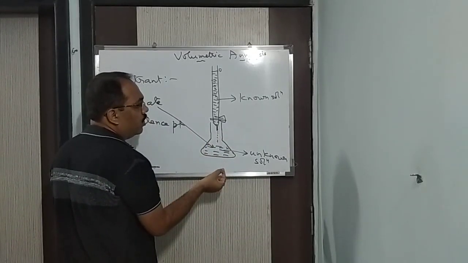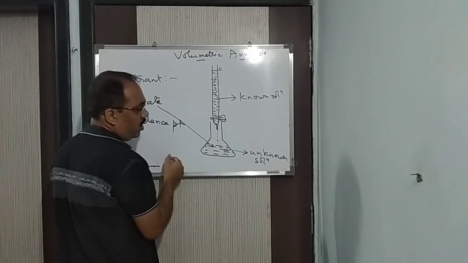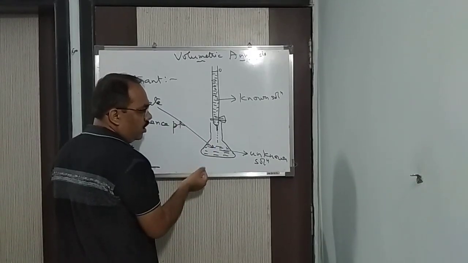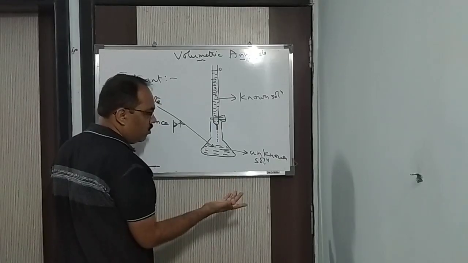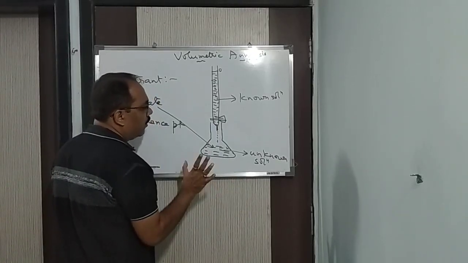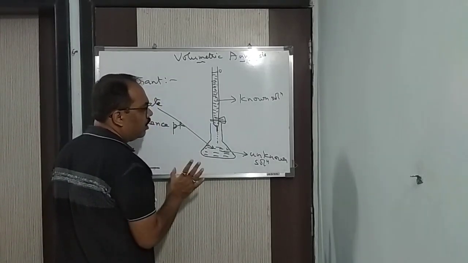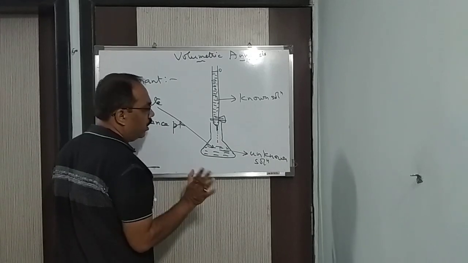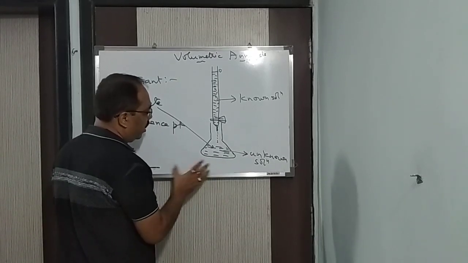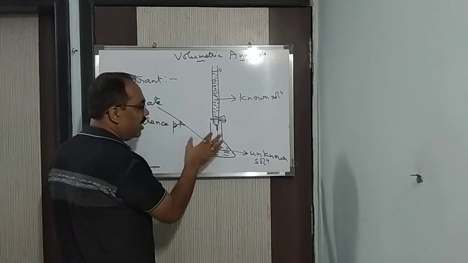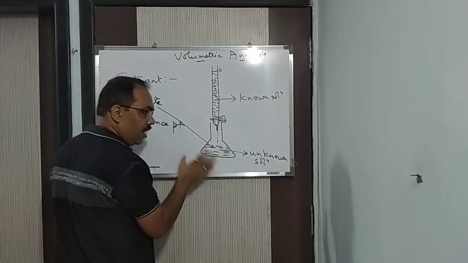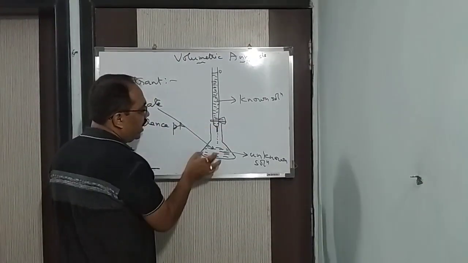To know whether the reaction is complete or not, you will be using an indicator. That I will tell you later on, one by one, don't worry. Basically the indicators are phenolphthalein and methyl orange. We are taking them as an indicator. Which indicator you have to add, that also I will tell you. Don't worry. So you will be adding an indicator.